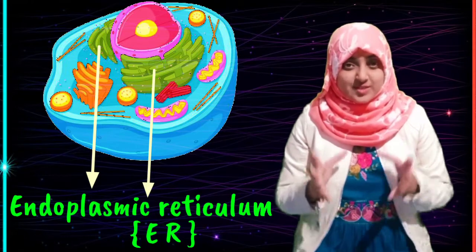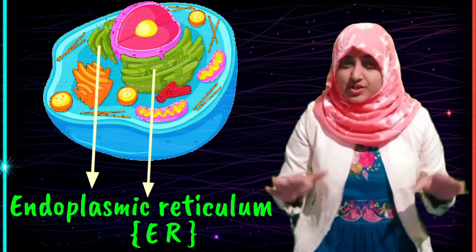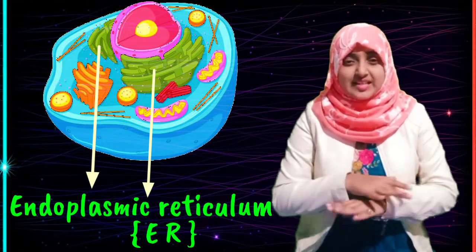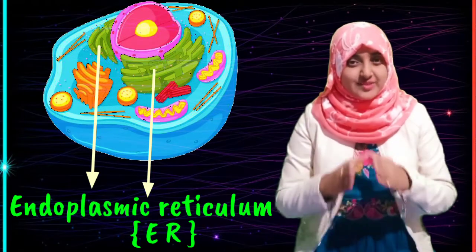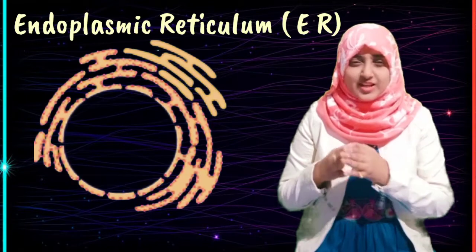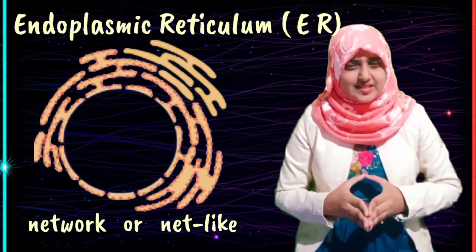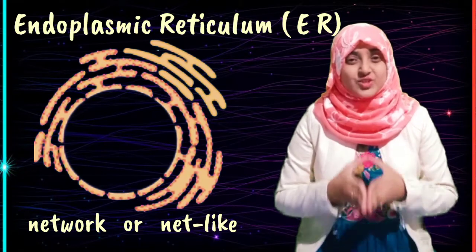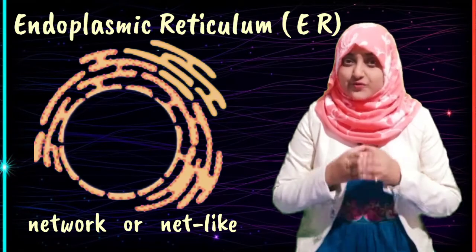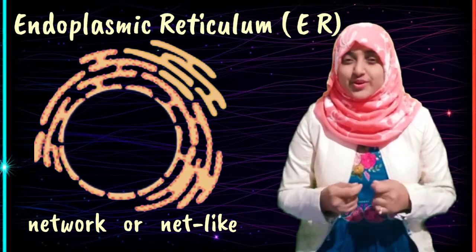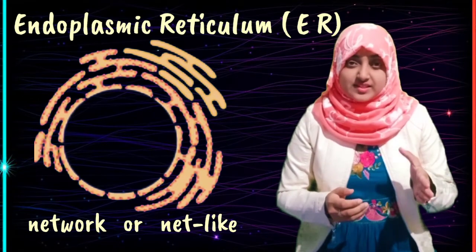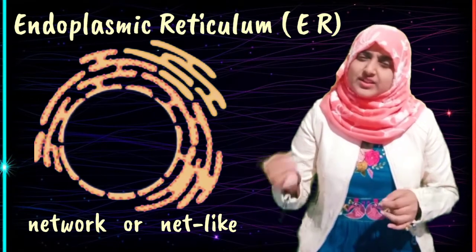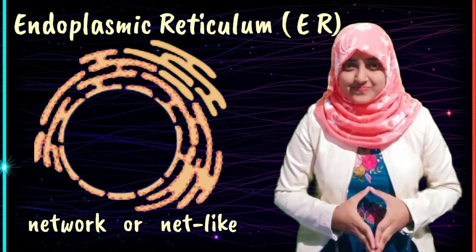So this endoplasmic reticulum is a network of sheets and tubes scattered in the cytoplasm of the cell. When we look at the structure of endoplasmic reticulum, it appears like a network or net-like. So it forms a network of passage for the transport of materials from one part of the cell to the other part with the help of other cell organelles.